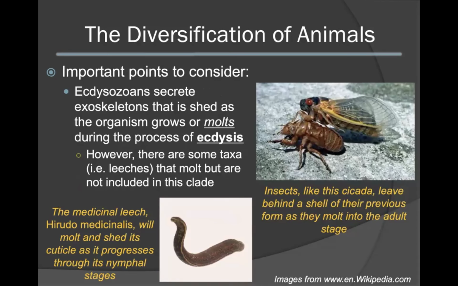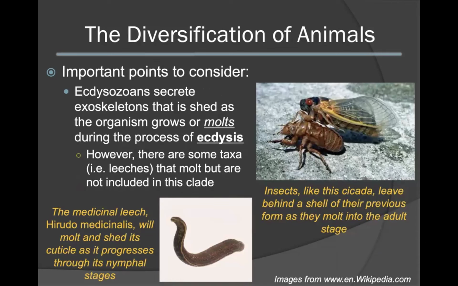Ecdysozoans are considered to be unique due to their ability to secrete an exoskeleton. This exoskeleton needs to be shed each time the organism grows or molts. This is done through a process called ecdysis. However, keep in mind that these are not the only organisms that can undergo ecdysis or molting. There are some taxa, such as leeches, that are known to molt and shed their cuticle. However, they are not considered to be part of this clade.